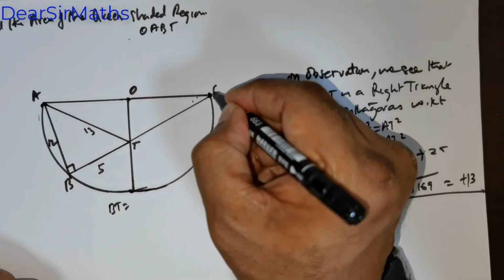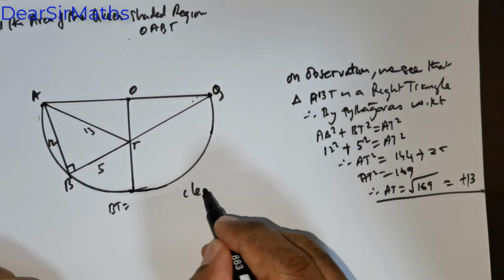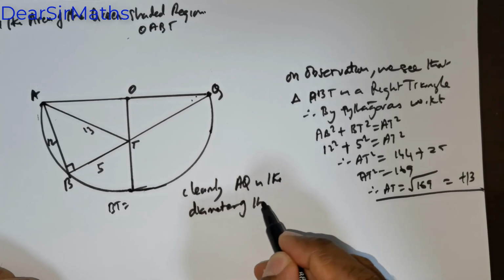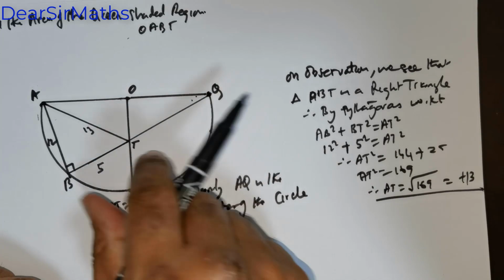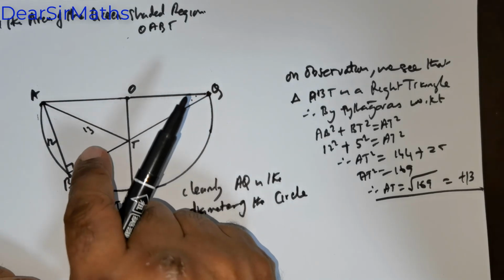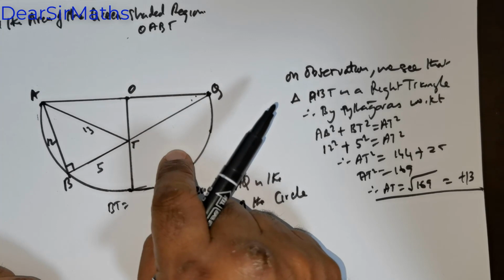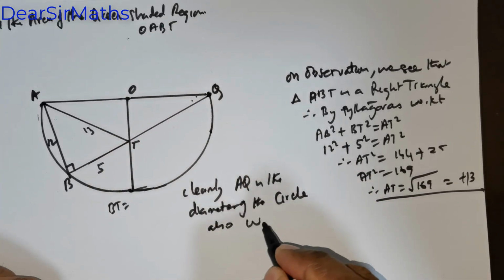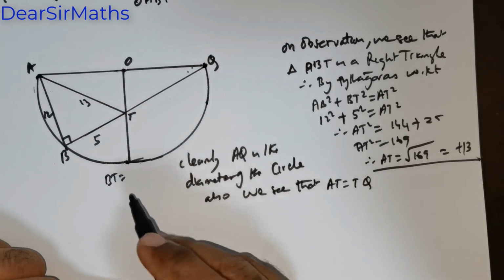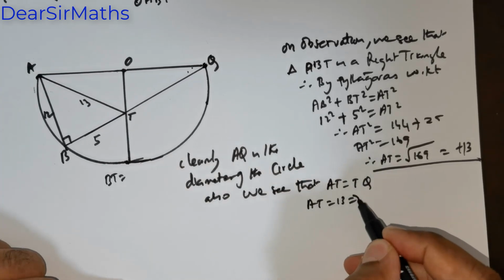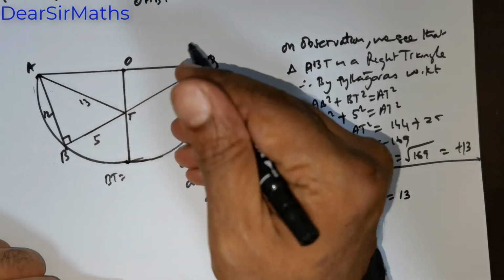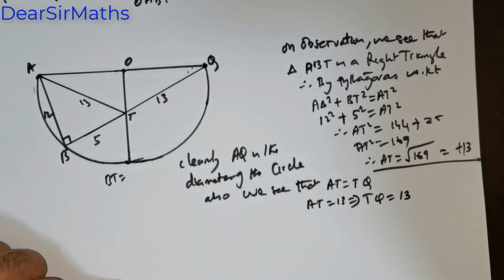Now if I were to take this as some Q, what do we see here? Clearly AQ is the diameter of the circle. That's an observation. And O is the center point, and whatever is happening on this quarter circle can be reflected onto this circle, and that would mean AT is equal to TQ. Now AT is equal to 13, so TQ is equal to 13. This is the other half of the circle, and by reflection we can simply conclude that TQ is equal to 13. So I've got TQ.